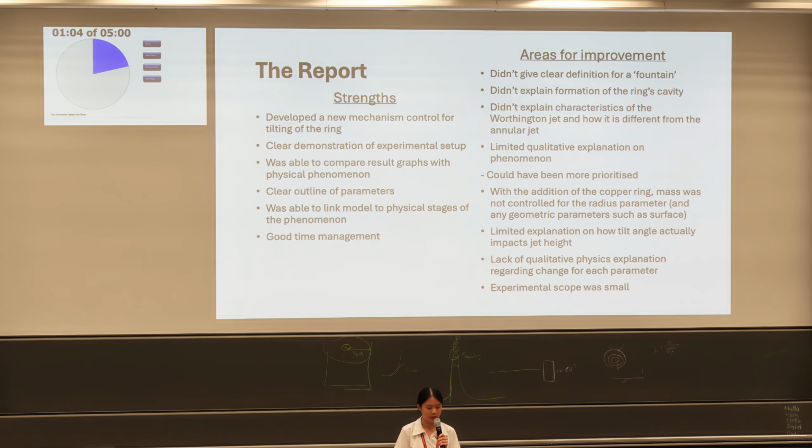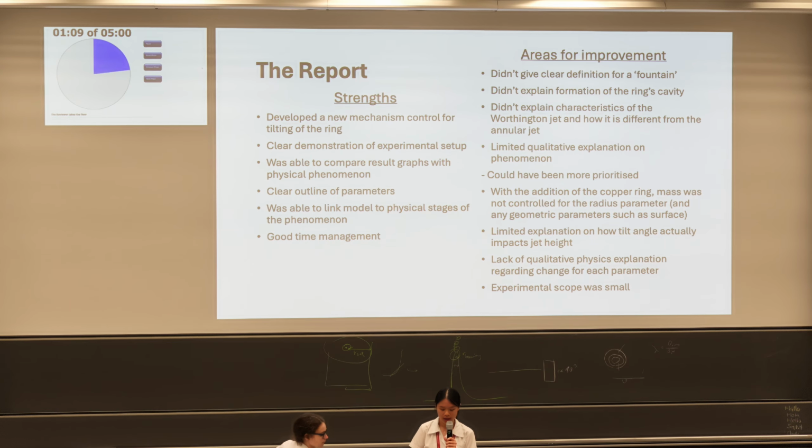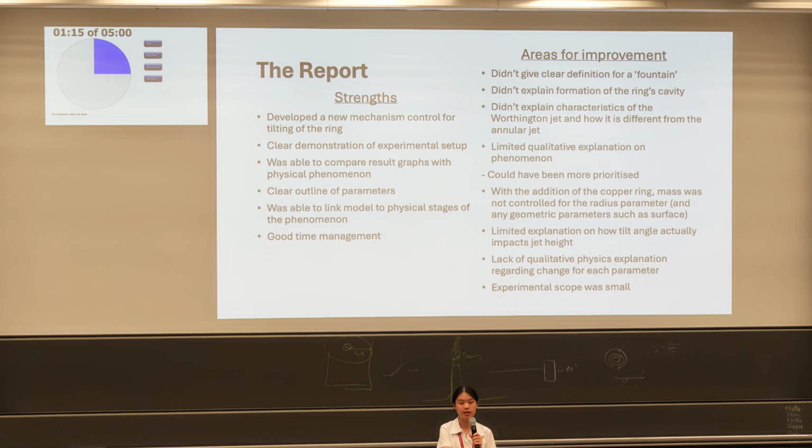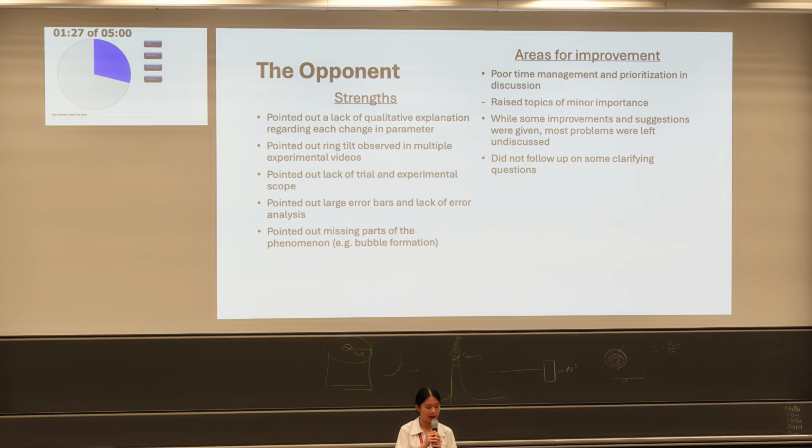And with the addition of the copper ring, mass was not controlled for the radius parameter, and that limited explanation on how tilt angle actually impacts jet height, which they had a setup to account for, but they didn't explain the significance of it. That lack of qualitative physics explanation regarding change for each parameter, and their experimental scope was relatively small. Onto the opponent, they have strengths.